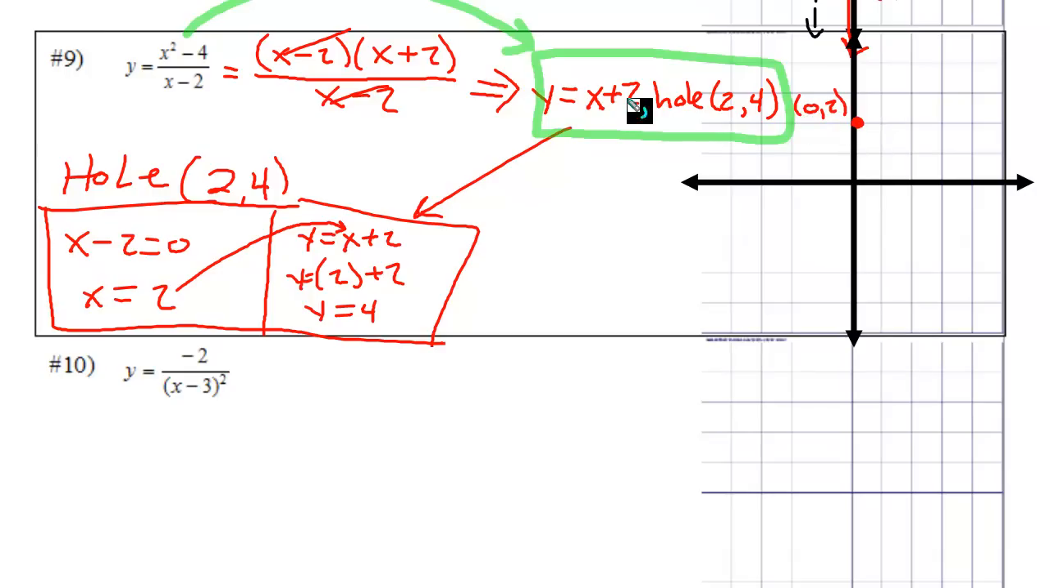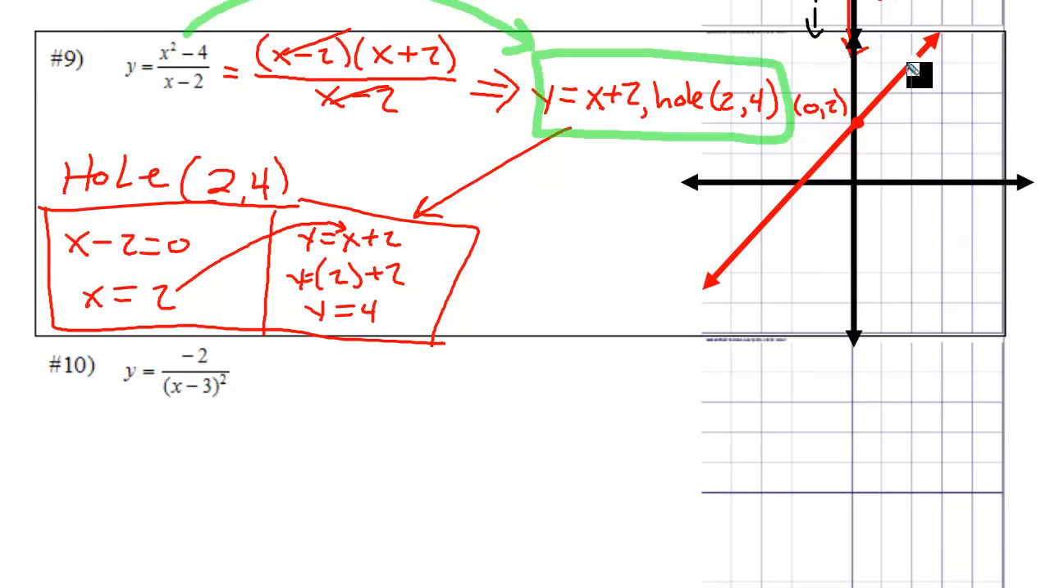0, 2. Our slope is 1, so from that we go up and to the right 1 or down and to the left 1. So it looks a little something like this. It's almost right. There's a hole at 2, 4. If I go right 2 and up 4, there should be a hole in the graph.